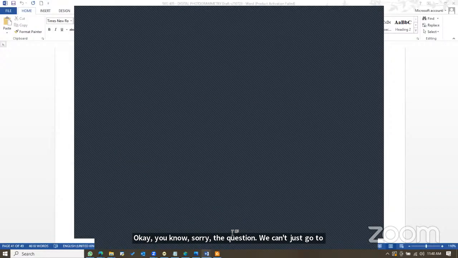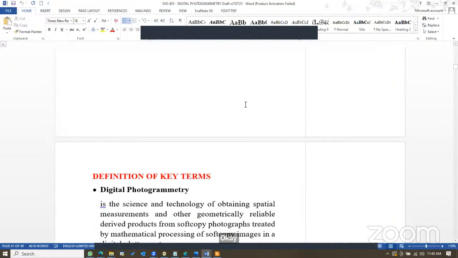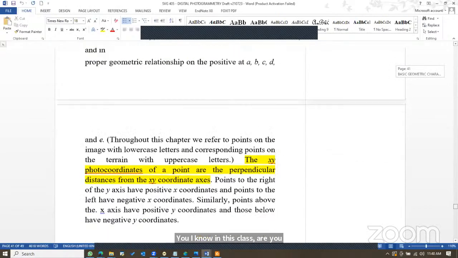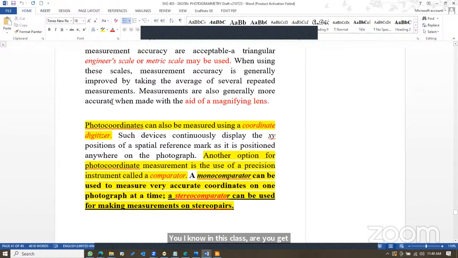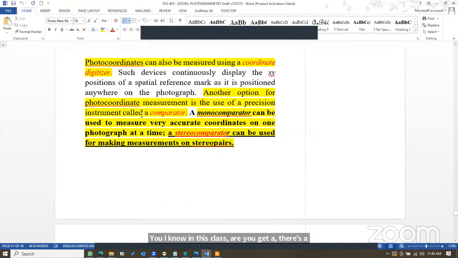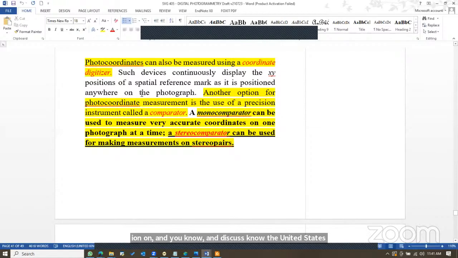Imagine you are not in this class and there's a question on image comparators, and this class did not teach you those things. You'll be like, why is this man asking this? He didn't teach us all these things. It would be unfair on my own part, so I wouldn't want to be in your shoes.